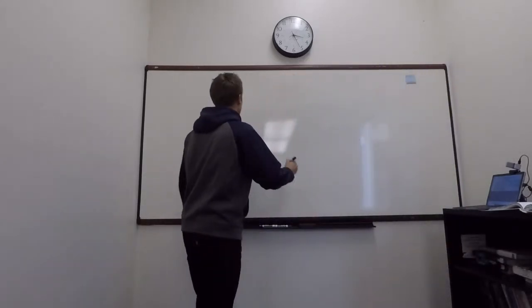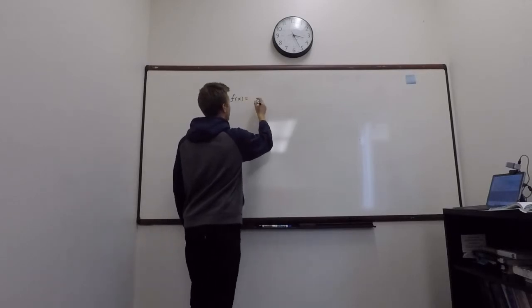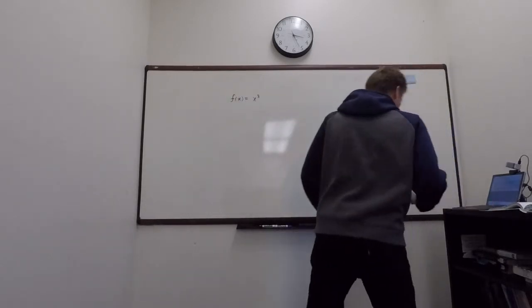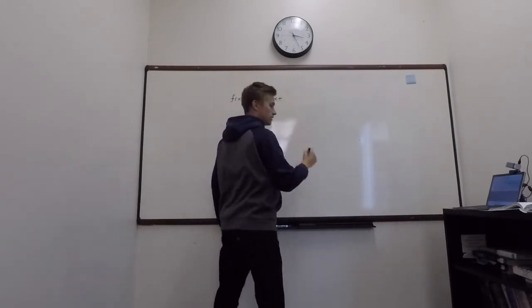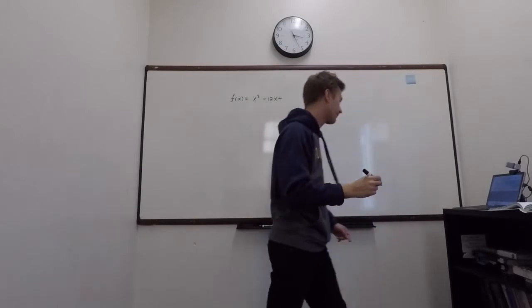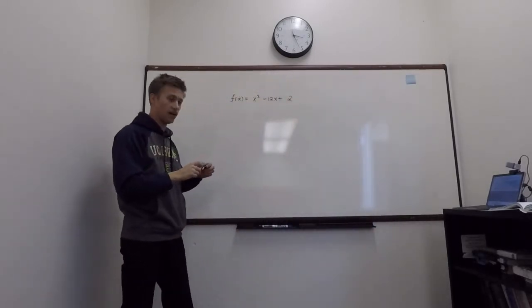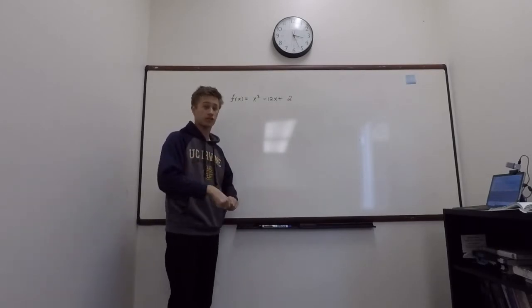Hello. So we have a function f of x is equal to x cubed minus 12x plus 2. And we're asked to find the intervals of increasing, decreasing, find max, min, etc.